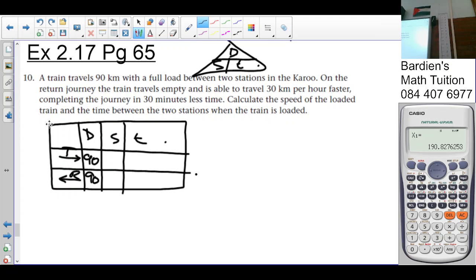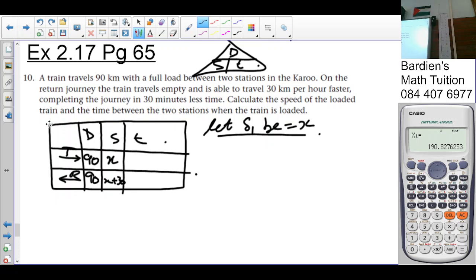On the return journey, the train travels empty and is able to travel 30 kilometers per hour faster. So what do we say? We say let the initial speed, or S1, be x. So if S1 is x, what is then the second speed, or the return speed? It's going to be 30 kilometers faster. So it's going to be x plus 30. The previous one I didn't need to introduce the x. Why? Because they told us about x. Here we bring an x into the story. That is why we have to say let S1 be x.